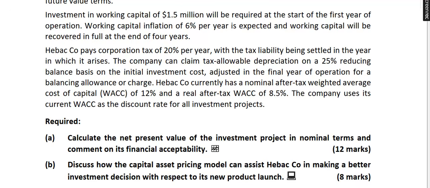Hebert currently has a nominal after-tax weighted average cost of capital of 12%. So it is already given as 12% as the nominal rate. The company uses its current WACC as a discount rate for investment projects. So we want to answer part A.